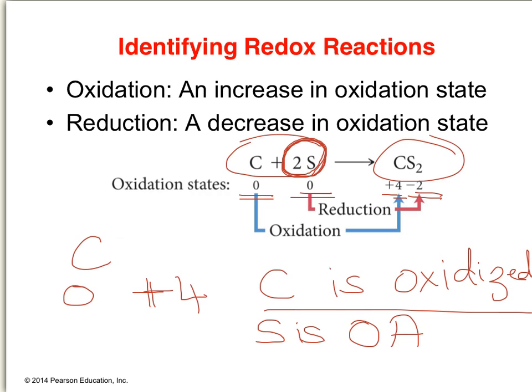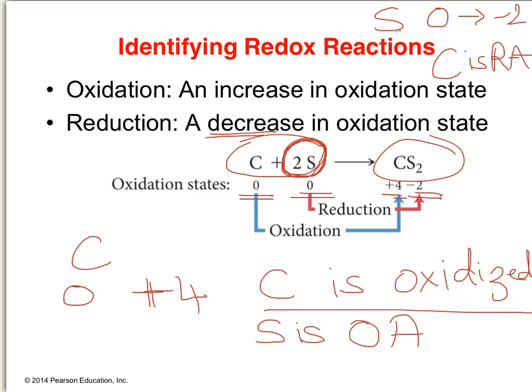In the same manner, sulfur has been reduced. Sulfur went from 0 to -2. So the oxidation number decreased, and a decrease in oxidation state signifies reduction. So sulfur is reduced, and carbon is the reducing agent.